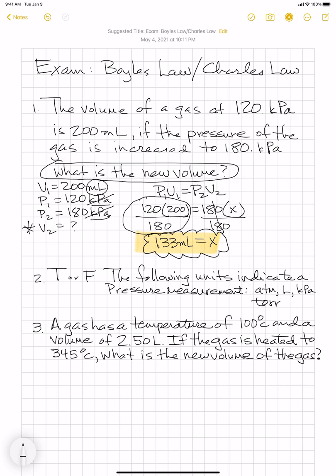Number 2 is a true-false question, and in order for it to be true, and the test states this, every part of the answer has to be true. So let's read it. The following units indicate a pressure measurement. I'm going to circle the ones that indicate pressure. Atmosphere is pressure. Kilopascal is pressure. Torr is pressure. Liters is volume. So this answer is false. Okay. Remember, for it to be true, every part of it has to be true.